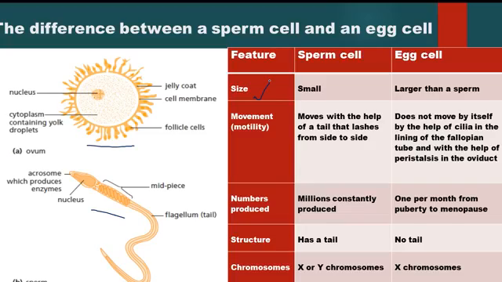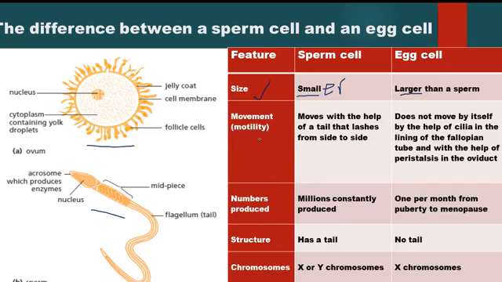If you look at the diagram here, we are correct to say that a sperm cell is smaller. Okay? You must use the comparative adjective there. Smaller, whereas the egg cell is larger in size. You can see the egg cell is larger, whereas the sperm cell is smaller.